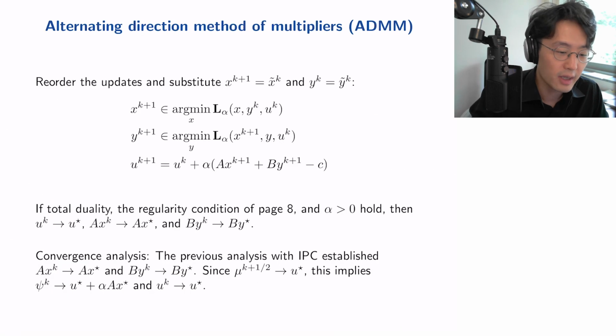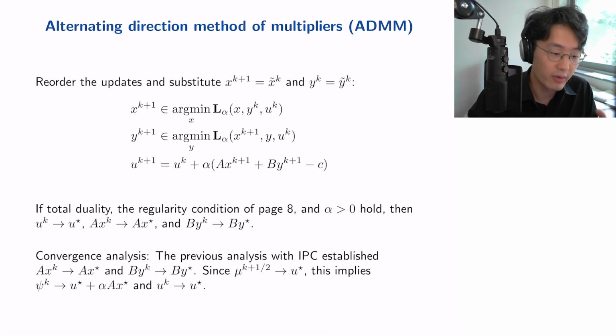So we define x k plus 1 as x tilde k, y k as y tilde k, and then we perform that change of variables, and then we reorder the updates, and then we cut the iteration so that the updates come in the order of x, y, and then u, rather than y, u, and then x. Then we get the same algorithm as before. Okay, so now we've arrived at the same exact algorithm, ADMM.